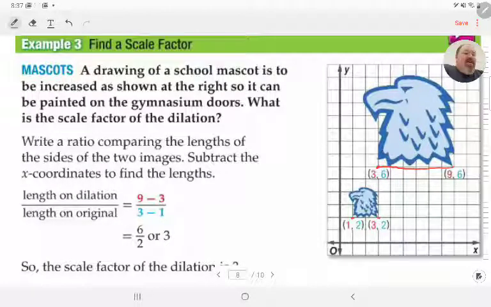And we use the same one on a smaller, okay? Same exact line. So I take the x coordinates and I subtract them. 9 minus 3. Then I take the x coordinates of the smaller one, would be 3 minus 1. And that would give me 6 over 2, or 3. So I would have a scale factor going from small to big would be a scale factor of 3. Okay? And again, we know that because it says a drawing of a school mascot is to be increased. So it's going to get larger. So if it's going to get larger, it has to be greater than 1. So that's where you would have 3, a scale factor of 3, going from the small to the large. Okay? So it would be a scale factor of 3.